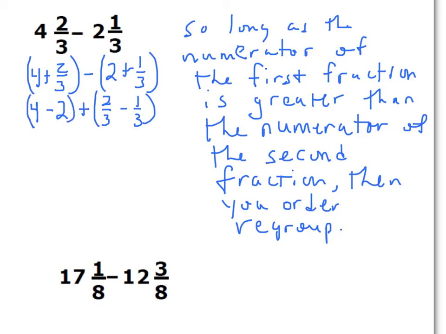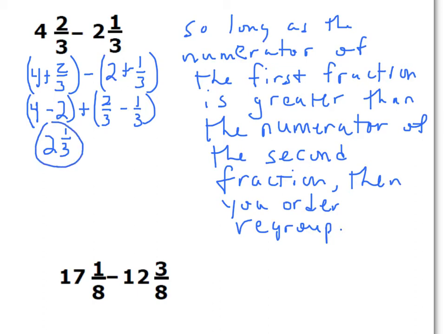So what we're doing here is we're subtracting the whole number parts, and we're subtracting the fraction parts, but we got to sum the results of that, because that's just how the math works here. So you end up with 2 and 1/3.